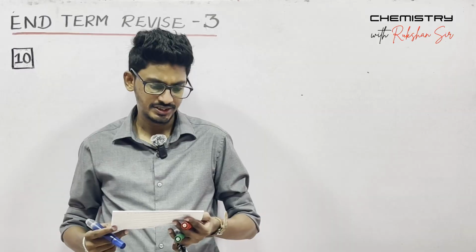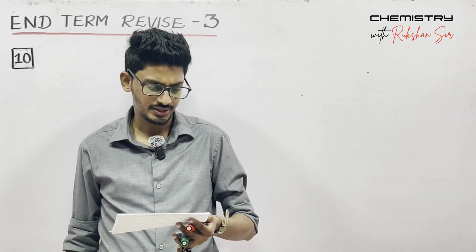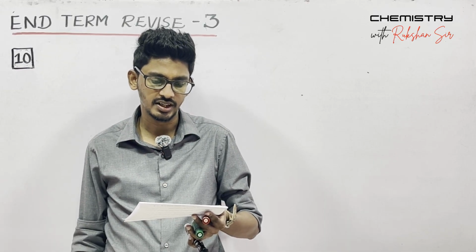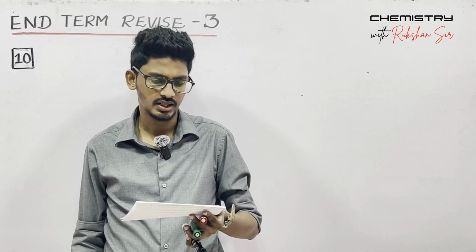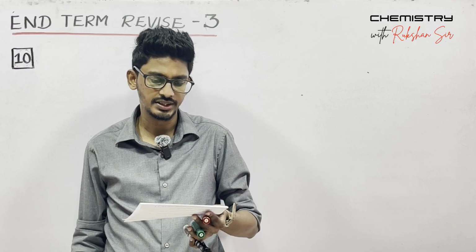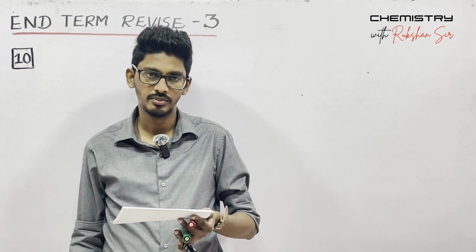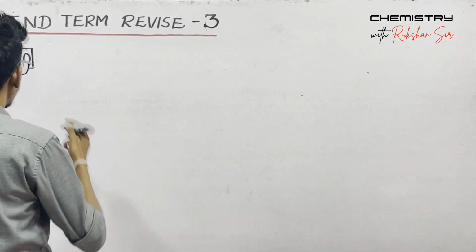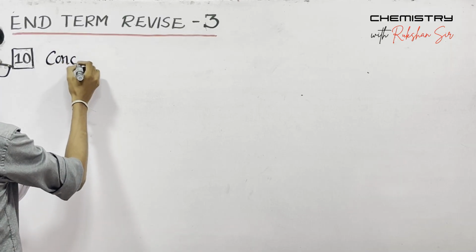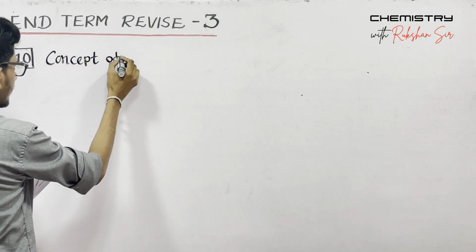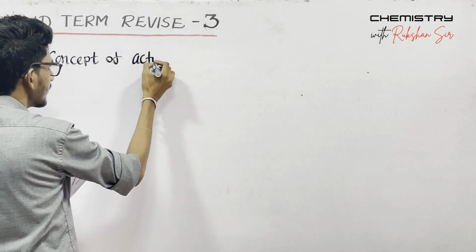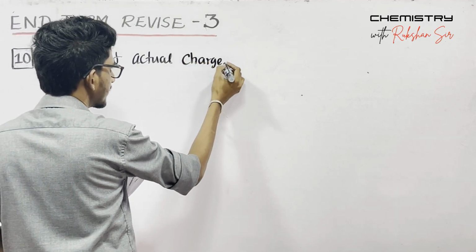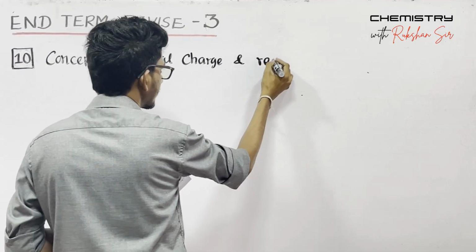Let's discuss statement 10. See what it says. The actual charge of Mg2+ ion is less than that of PO4 3- ion. The actual charge of Mg2+ ion is less than that of PO4 3- ion, right? See the concept of actual charge and relative charge.